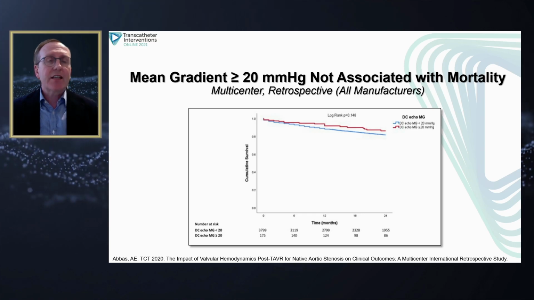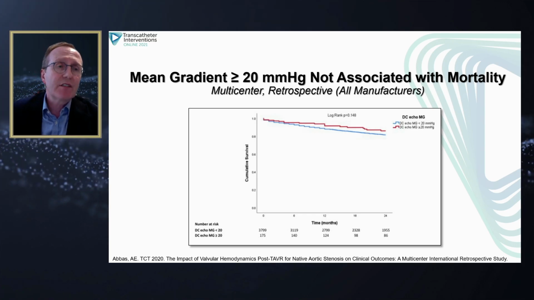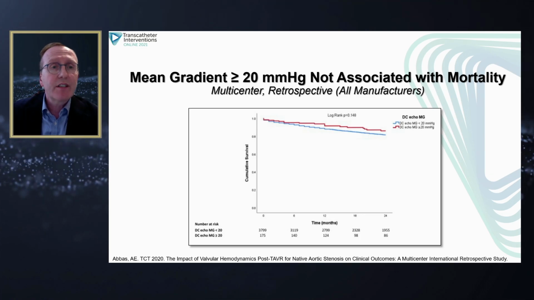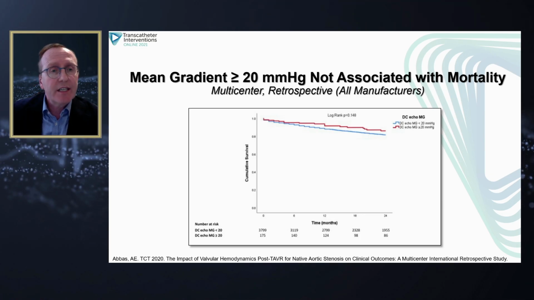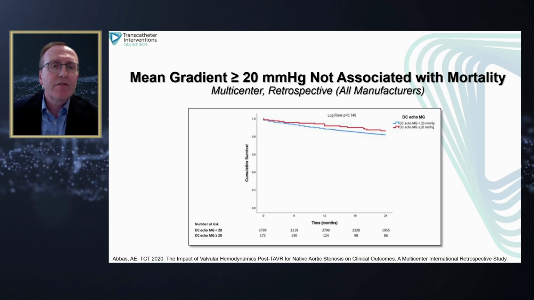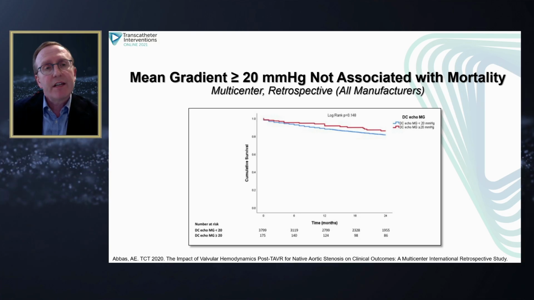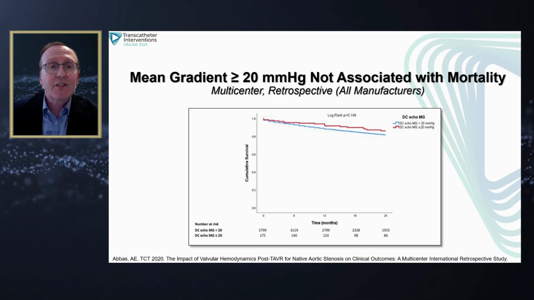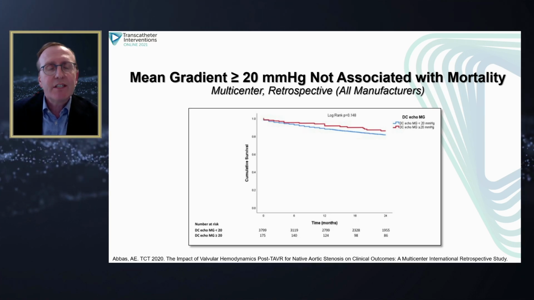If we look at a multi-center retrospective study using all valve types, not just the SAPIEN, you can see the same thing. It certainly seems that if we look at clinical outcomes and cumulative survival, there does not appear to be a relationship with the mean gradient. In fact, again, this graph shows the opposite, whereby patients with a greater gradient seem to be doing better.